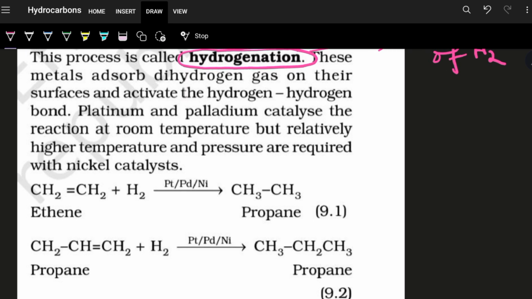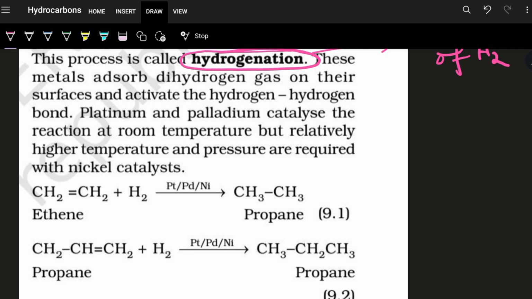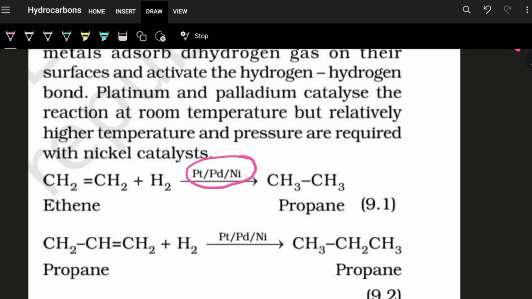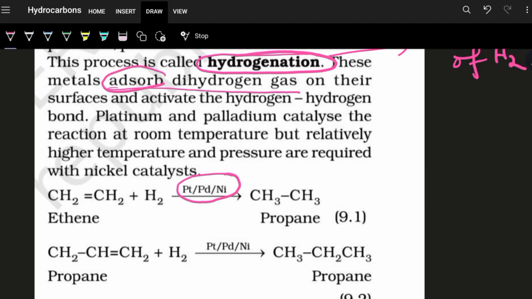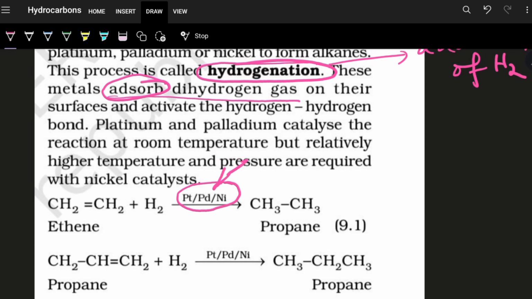Of course, in presence of active catalyst, and those active catalysts can be platinum, palladium, nickel, that can produce more surface area for the adsorption of hydrogen. The meaning of the term adsorption is bringing hydrogen to its surface. That is, you can arrest hydrogen, you can bring hydrogen to the surface of these metals. Adsorption is a surface phenomenon.